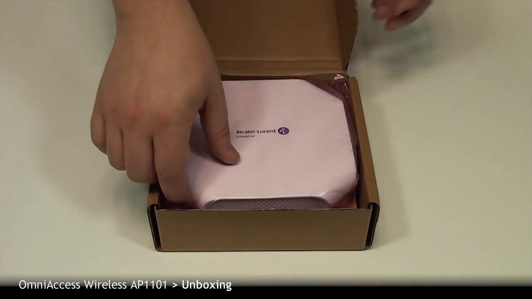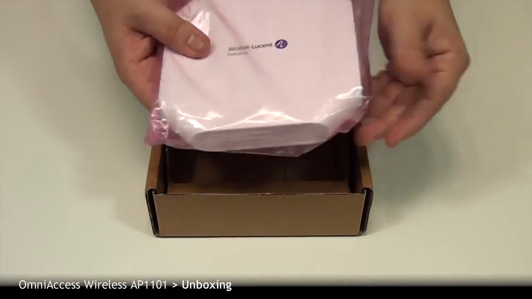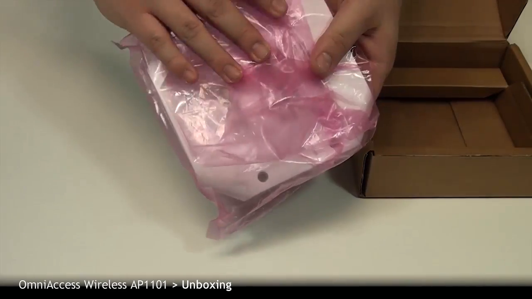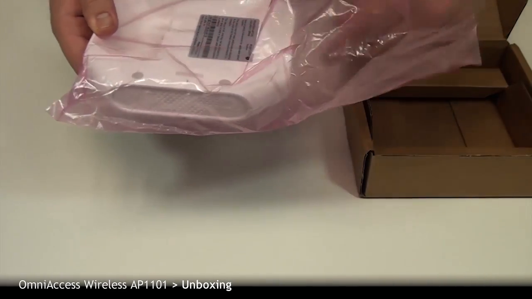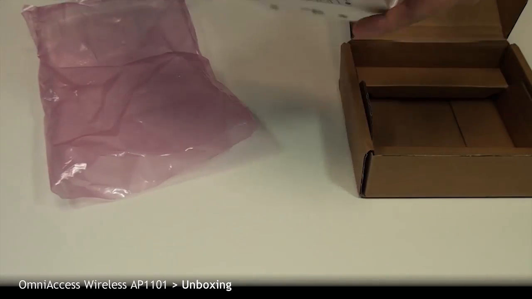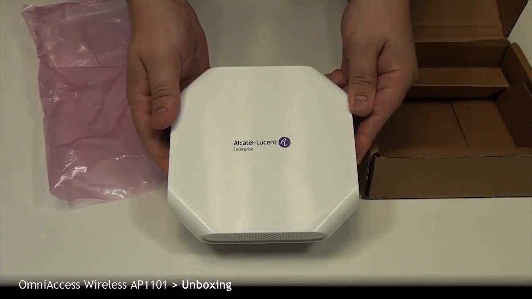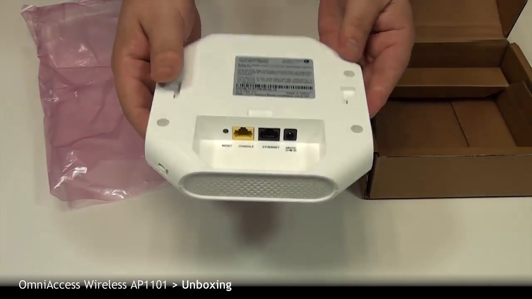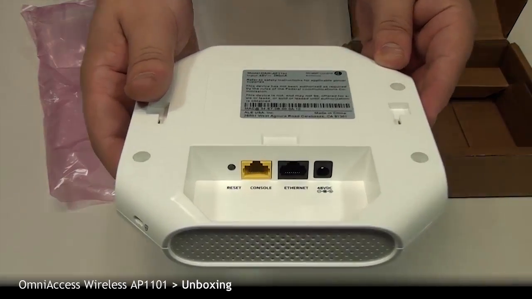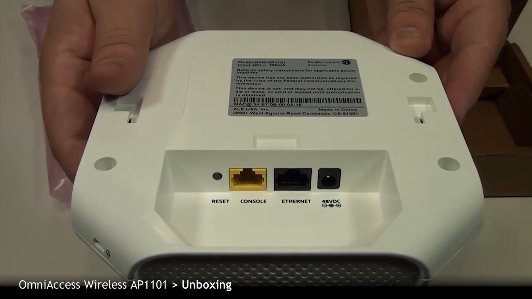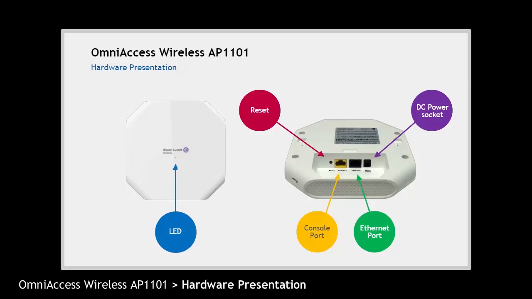Unbox the access point. In the packing box, you will also find an installation guide, 2 ceiling rail adapters, and the license agreement. Please select the topic you want to study by clicking the corresponding button.